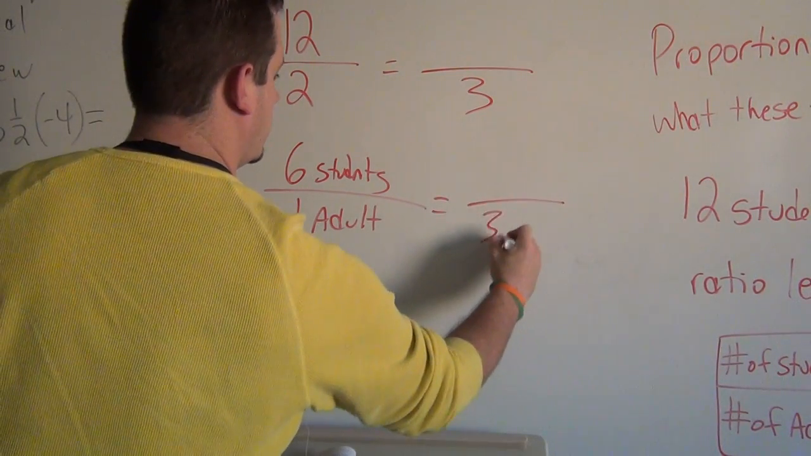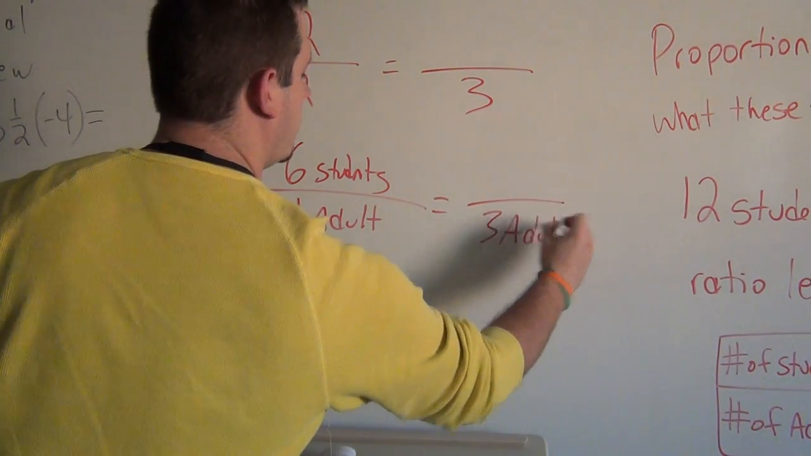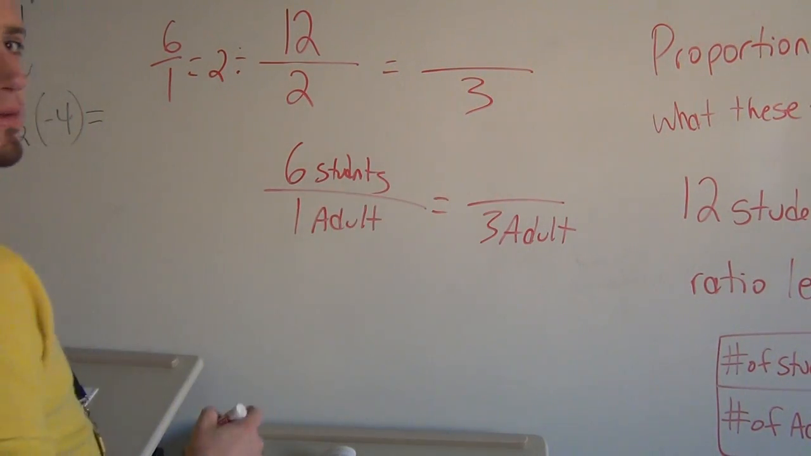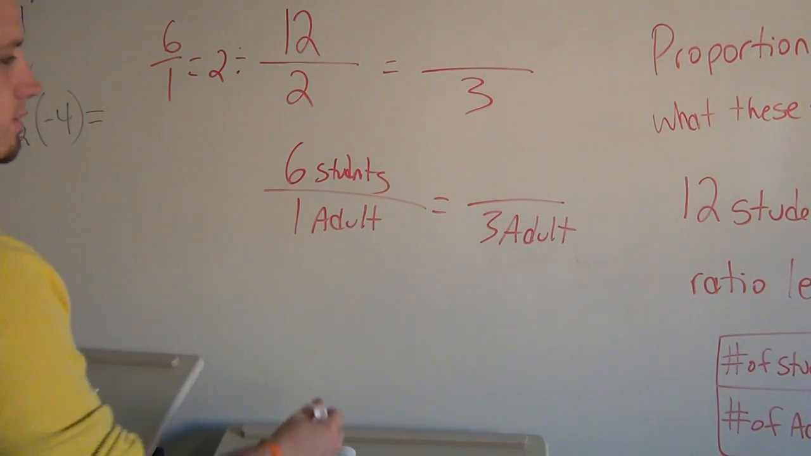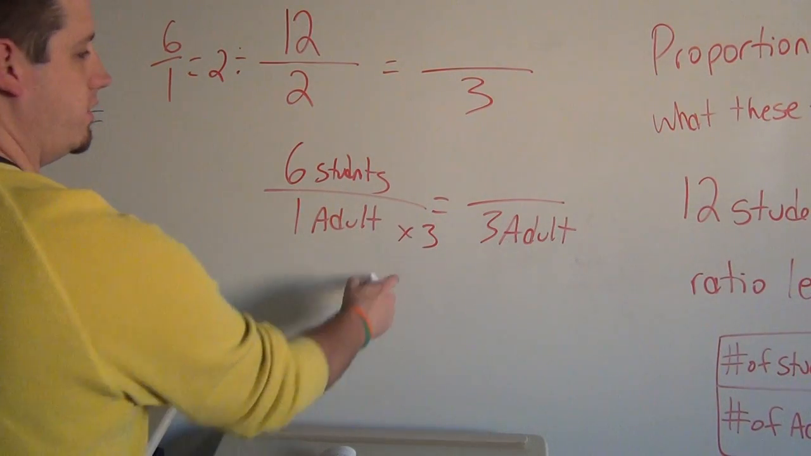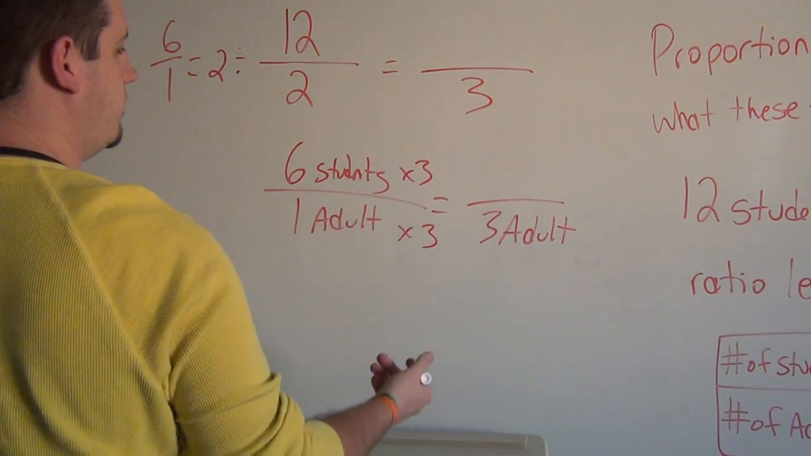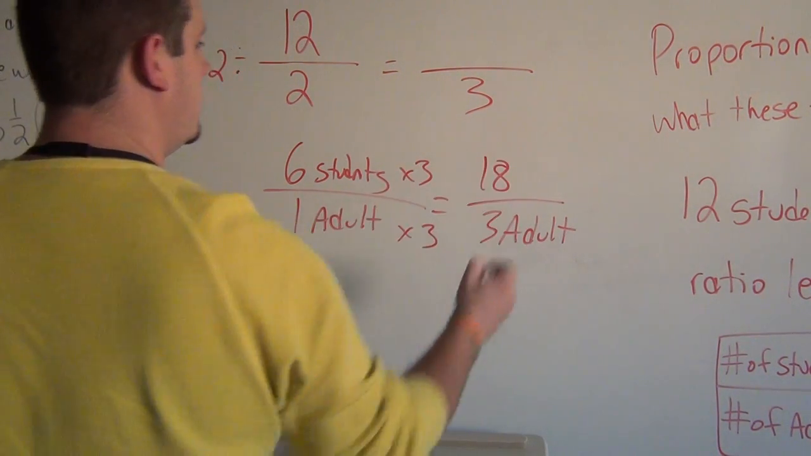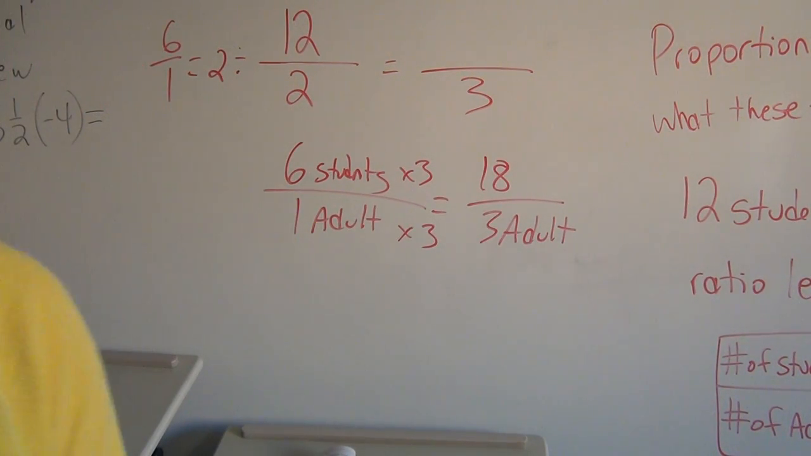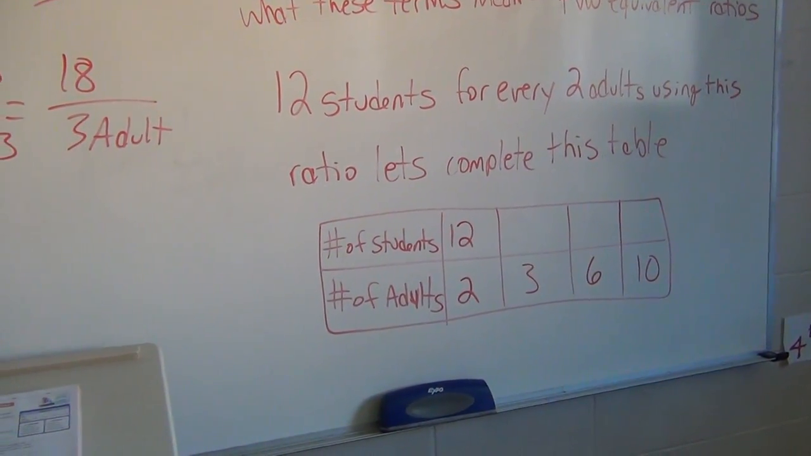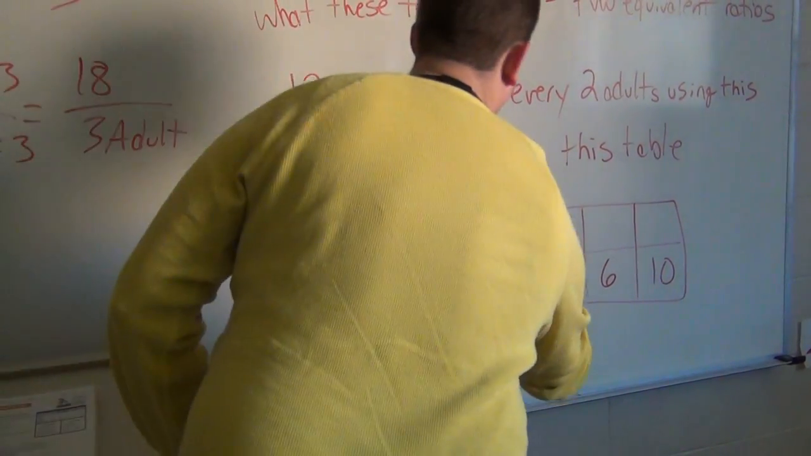Well, I know I got 3 adults going on my trip with me. How many kids does that mean I need? Well, what am I going to do to 1 to get a 3? Multiply it by 3. If I do it to the bottom, I got to do it to the top. So, how many students are going on this trip? 18. So I go back over to my table here, and I'm going to put the 18 above the 3.